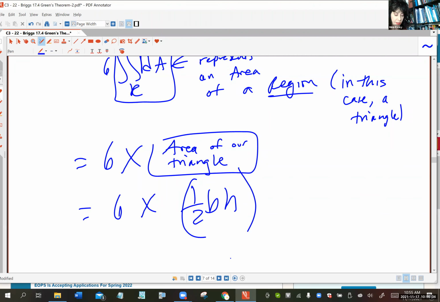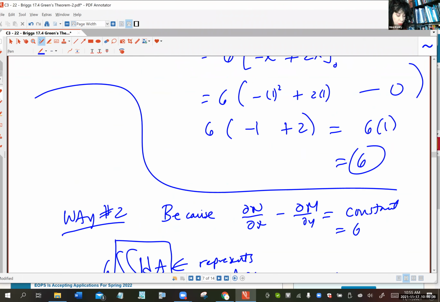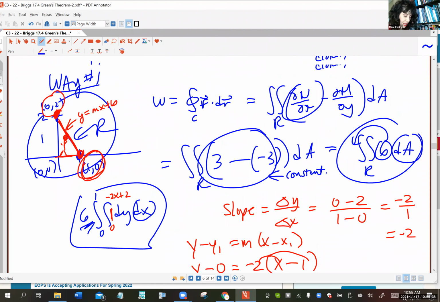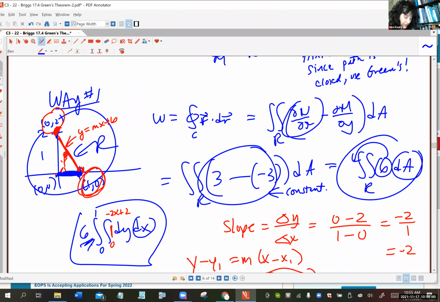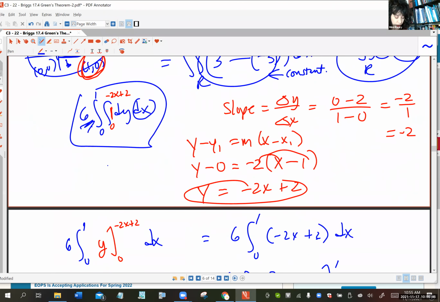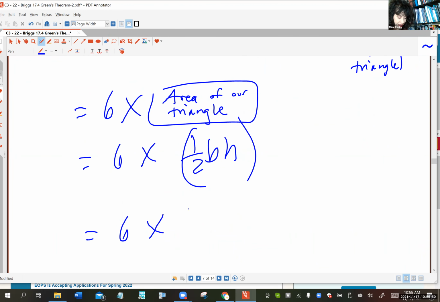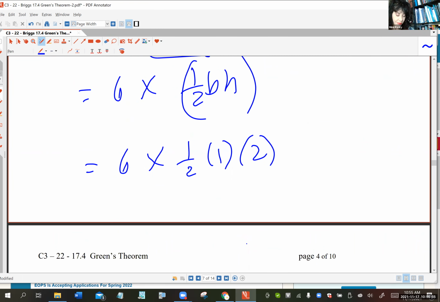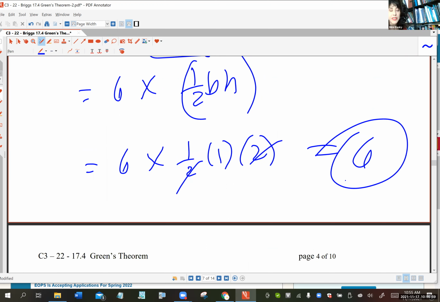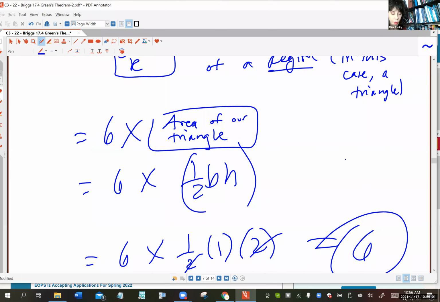Well, what's our triangle looking like? Let's go back to our little diagram here. The base has a length of 1. I hope you could see that. And it looks like the height of our triangle is 2. So we've got our base and height for this triangle. Fantastic. And the 2's cancel, and our final answer is 6, which is the same as doing it the long way.